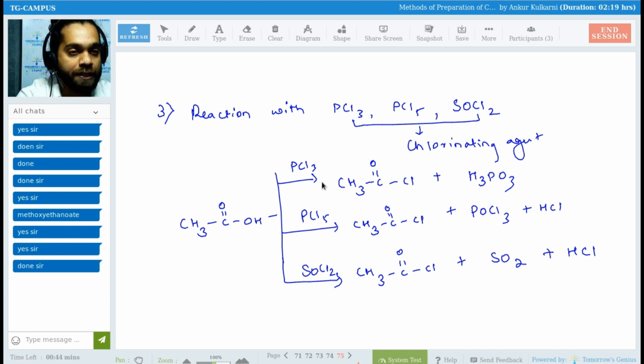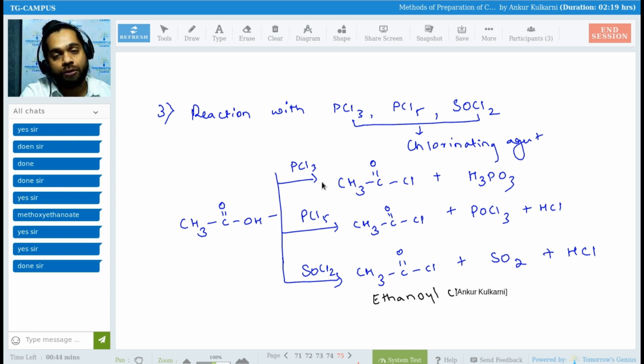And if you want the IUPAC name of this, since it is an acyl chloride, carbonyl chloride, we write it as ethanoyl chloride. Come on, write it down. Write down the reactions.